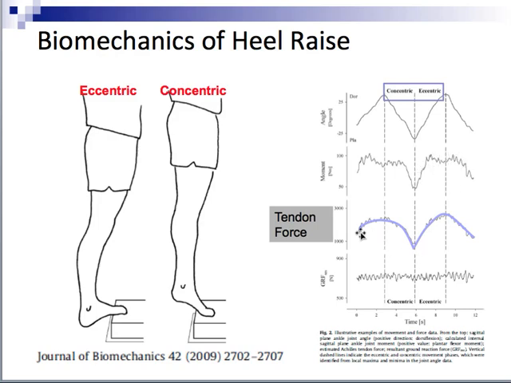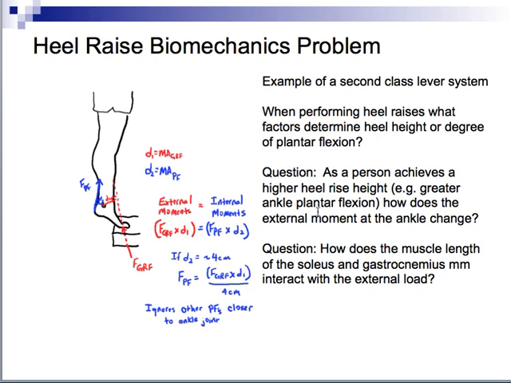We can also see that the actual tendon force needed from the point of view of the external load, to match that external load, also decreases consistent with the moment. So how is this true? How does the external moment decrease as we go into a peak heel rise? And if the moment or the external load is going down, why can't we raise ourselves up any farther?